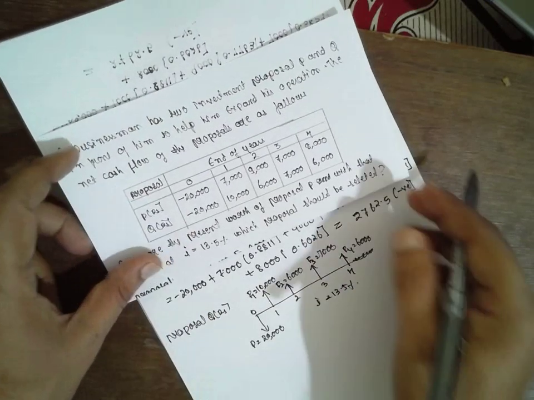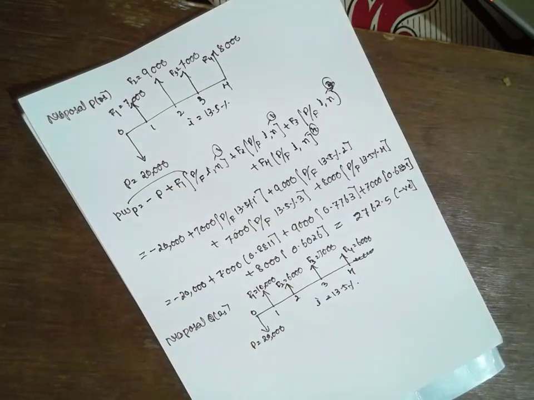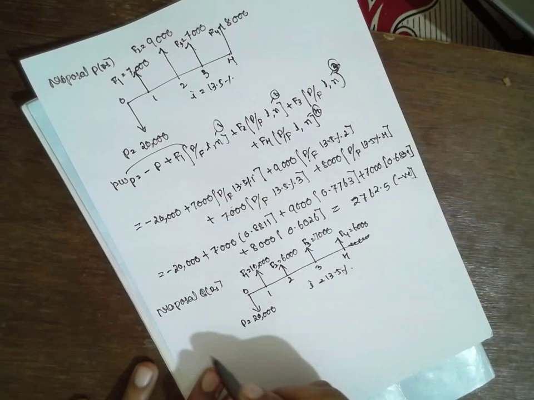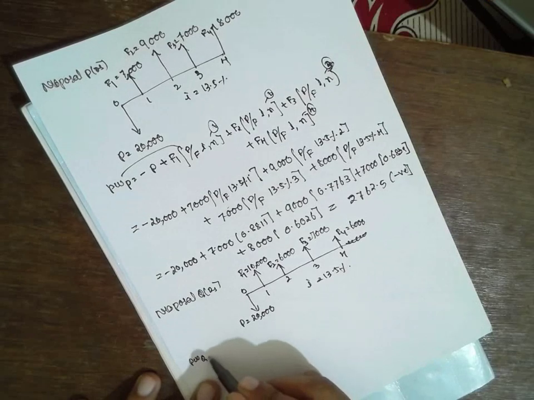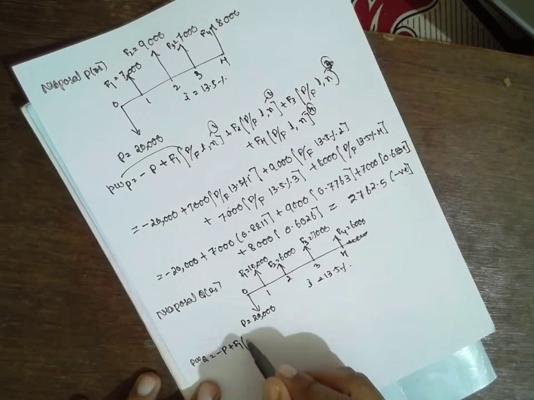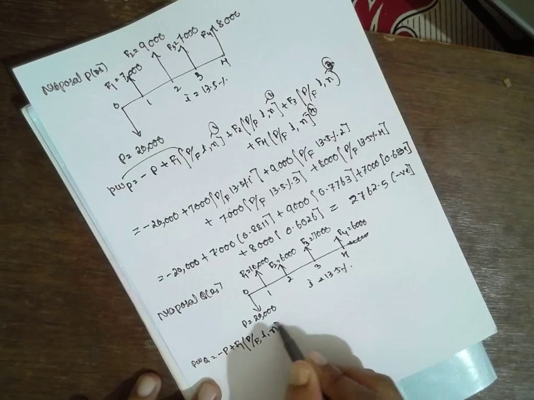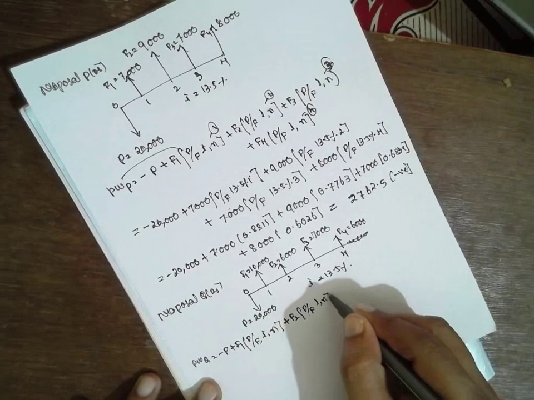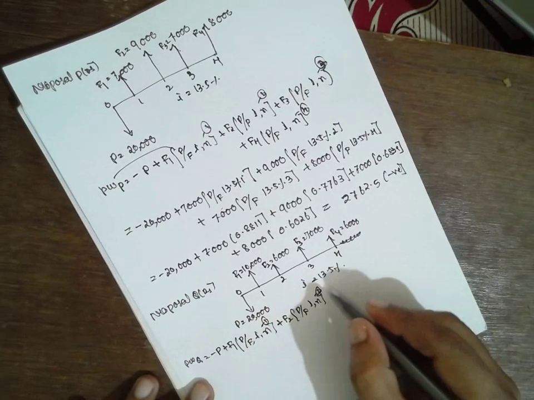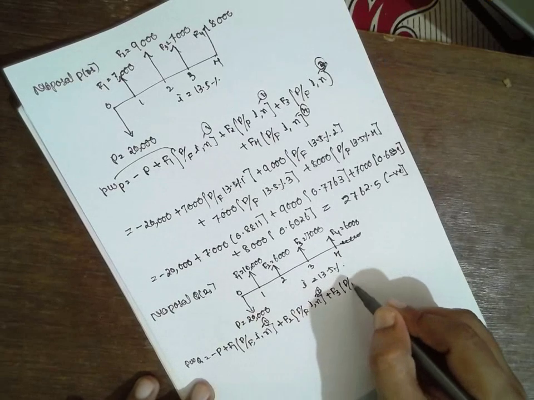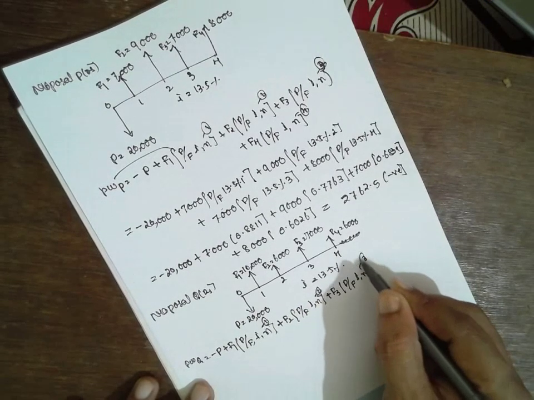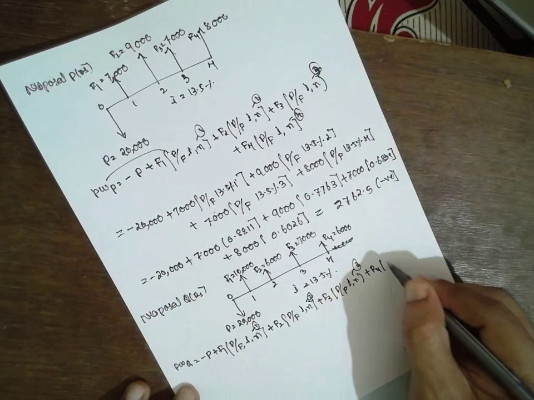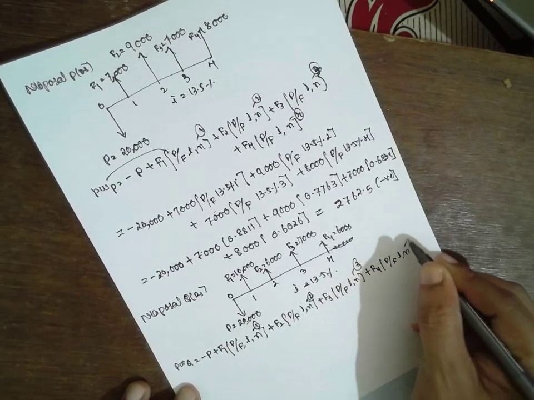Write the formula and substitute the values. The formula for this one: PWQ equals minus P plus F1 P by F I comma N, N will be 1, plus F2 P by F I comma N, N will be 2, plus F3 P by F I comma N, N will be 3, plus F4 P by F I comma N, N will be 4 here.